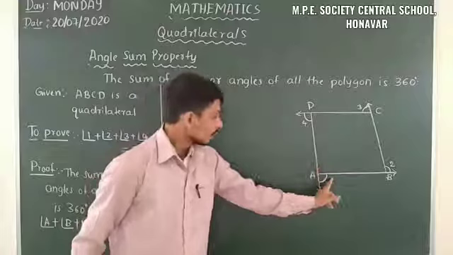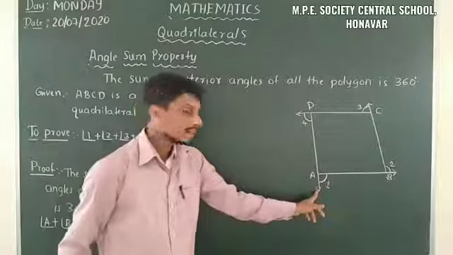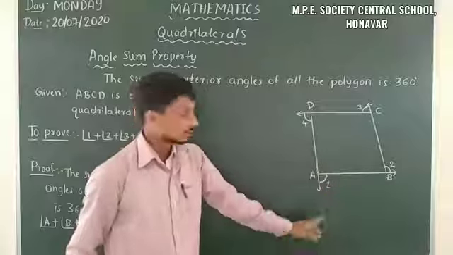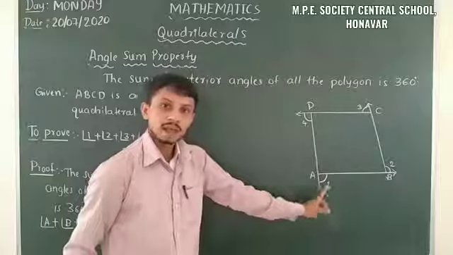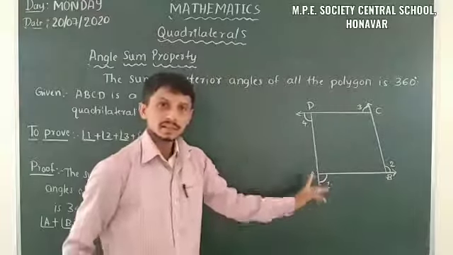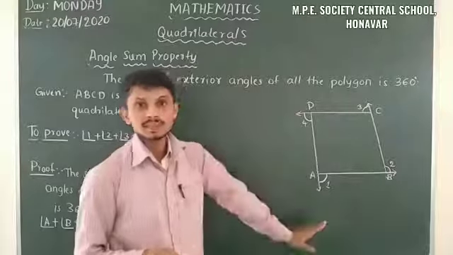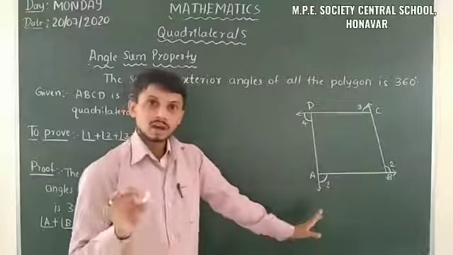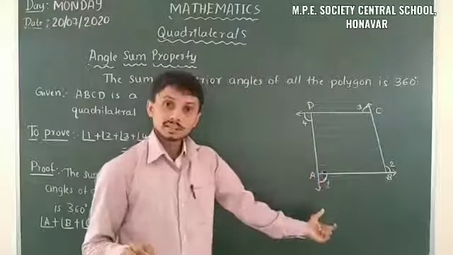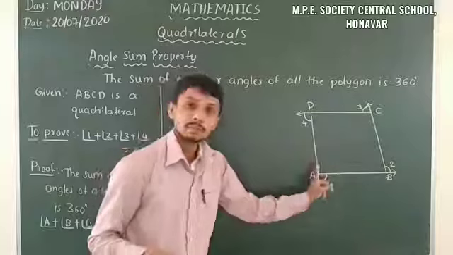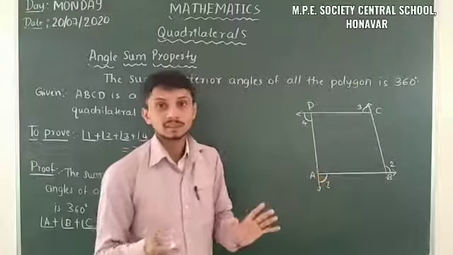So this is a straight line. DA is a straight line, which means it's 180 degrees. So this angle A and this angle 1, angle 1 and angle A make 180 degrees, because it's a straight line. So I hope you get this. How can we express angle 1 with the help of angle A? So angle 1 is equal to 180 degrees minus A.